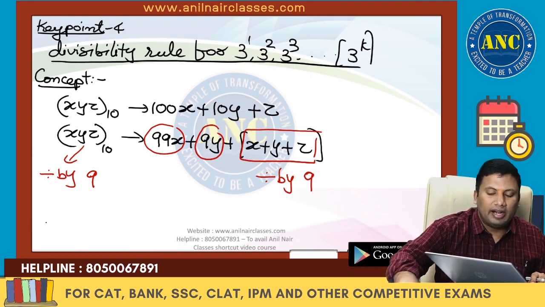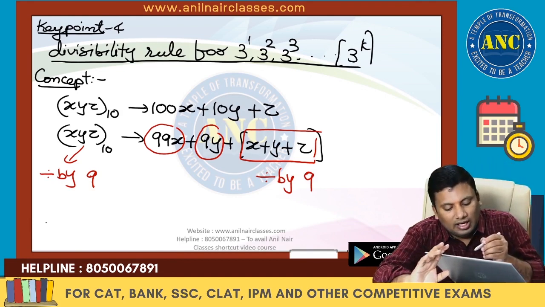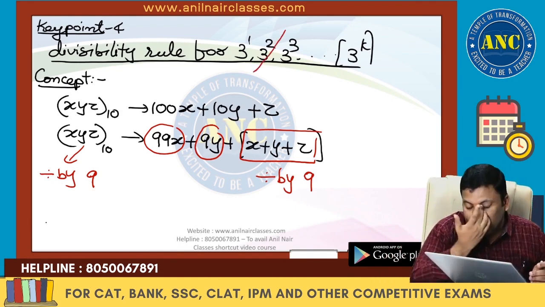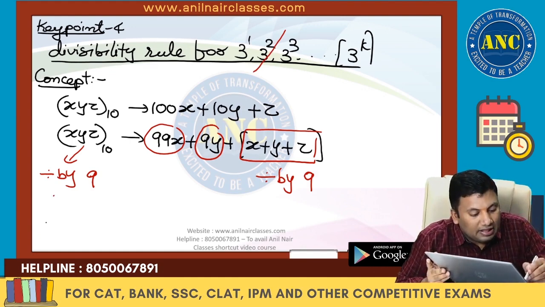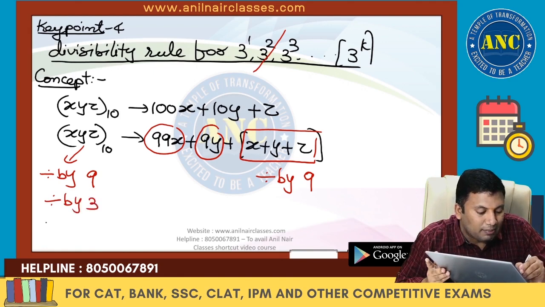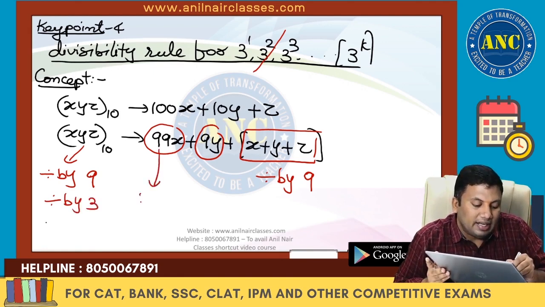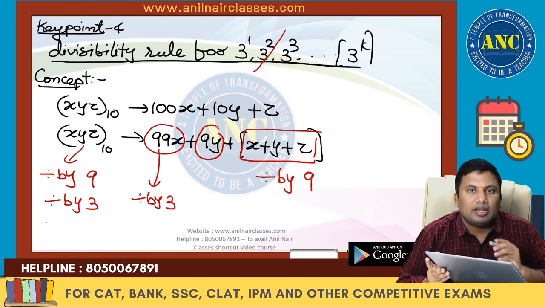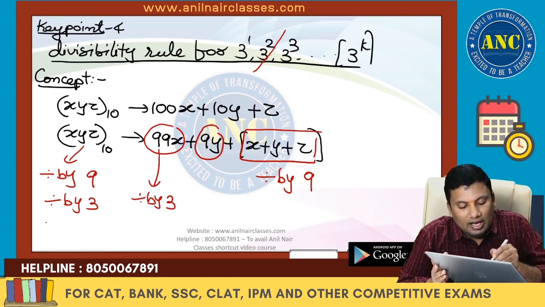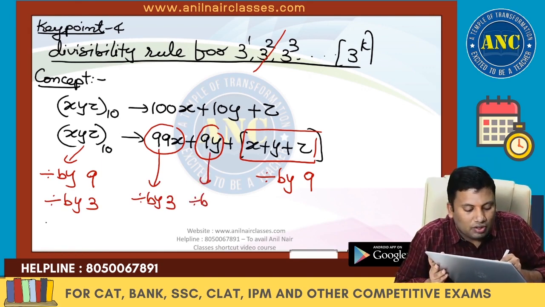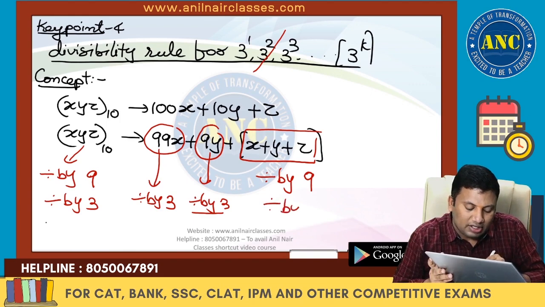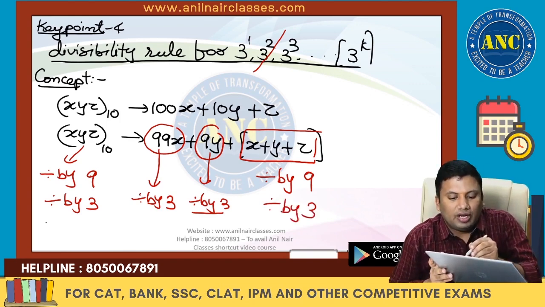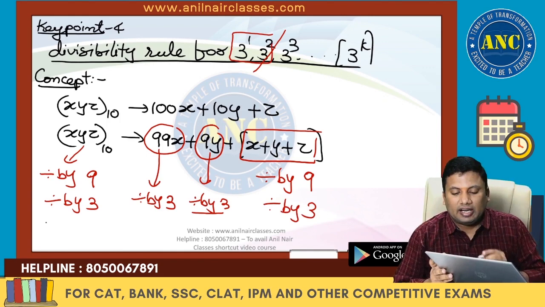I hope the idea is clear. Now for 3, if the left hand side is divisible by 3, 99 is divisible by 3, 9y is also divisible by 3, so x plus y plus z should be divisible by 3. 3 and 3 square, I hope it is clear.